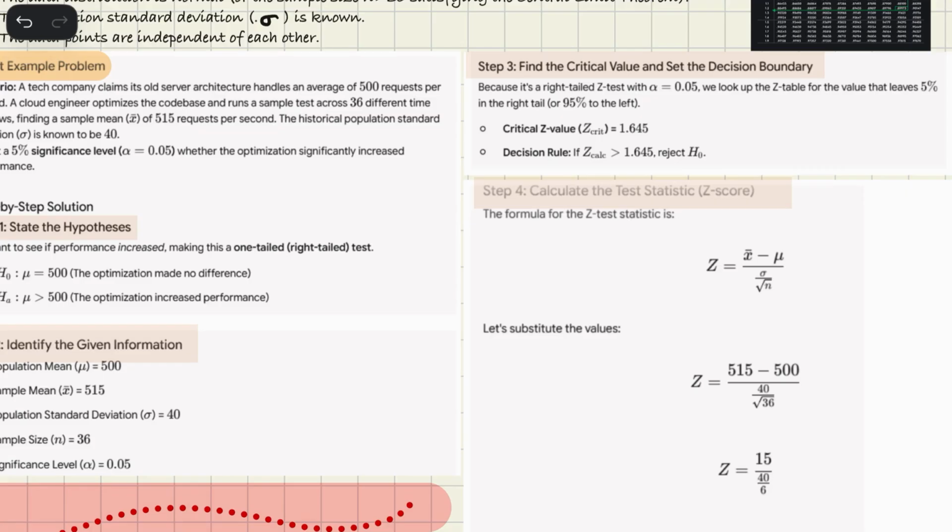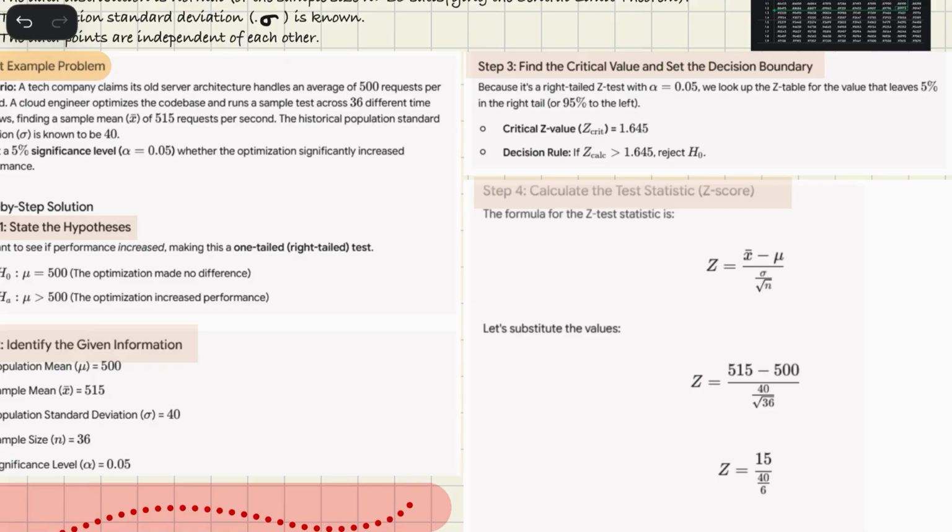So, because it's a right-tailed Z test and we have an alpha significance value of 0.05, we'll look at the Z table for the value that leaves 5% in the right tail. That means 95% to the left. So we have to look for 0.95, because 95% of the area to the left is the main null hypothesis area, and the 0.05 is the area where we actually reject the null hypothesis.